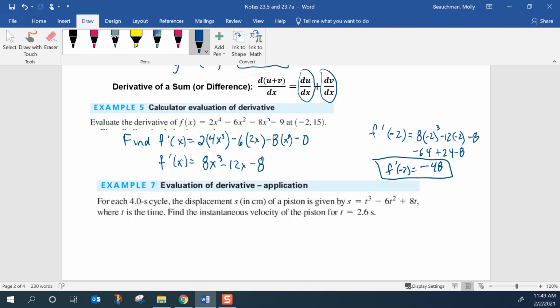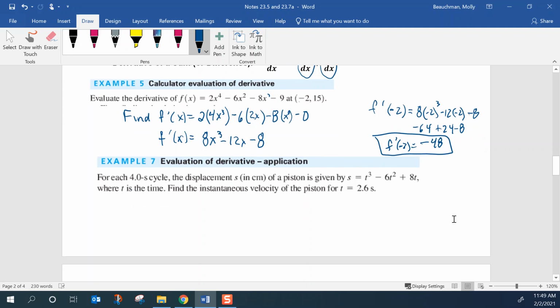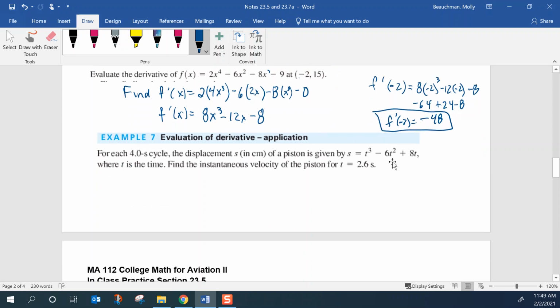All right, last example is an application problem. It says for each 4.0 s cycle, the displacement s in centimeters of a piston is given by the formula s equals t to the third minus 6t squared plus 8t, where t is the time. So think about the piston moving up and down. Find the instantaneous velocity of the piston for time equals 2.6 seconds.